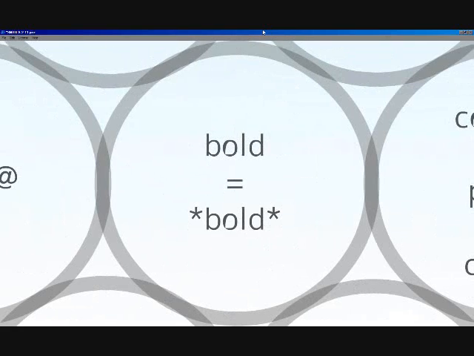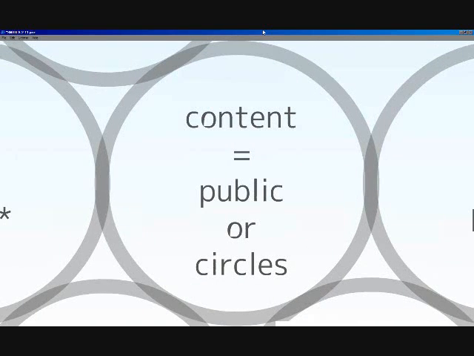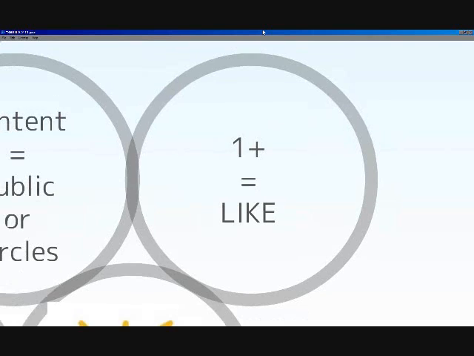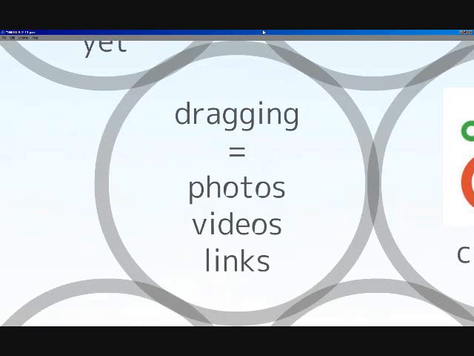To bold a word, you can use an asterisk before and after the word. When posting content, you can select to make the content public or to limit it to specific circles. If you notice the +1 button in any web content, that's just like clicking the Facebook like button. And Google Plus has a really cool feature where you can just drag a photo or a video into the share box, and it automatically links that photo, video, or link without you having to key anything in.